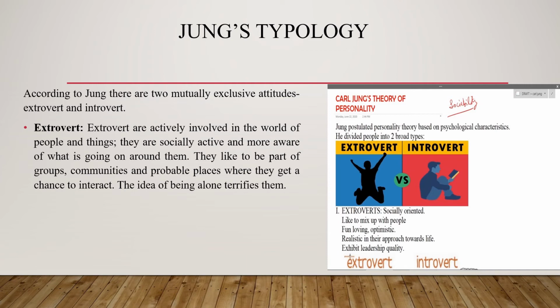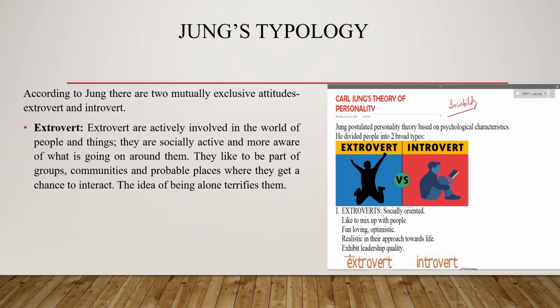Extroverts are actively involved in the world of people and things. They are socially active and more aware of what is going on around them. They like to be part of groups, communities, and places where they get chances to interact. The idea of being alone terrifies them. Carl Jung, who is also a psychologist, classified personality into two types, and he said that people who are outgoing, who like to interact with people, fall under the type known as extrovert.